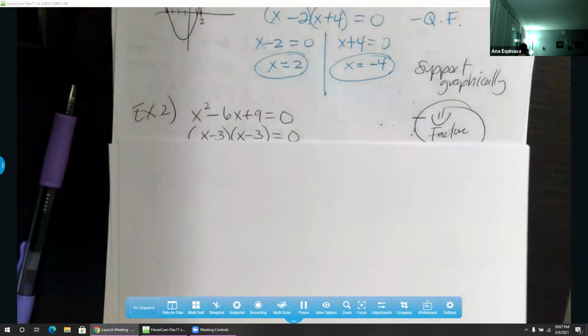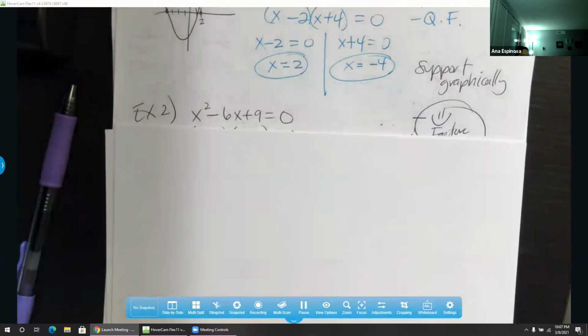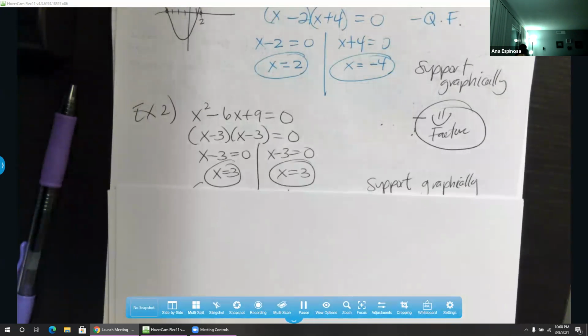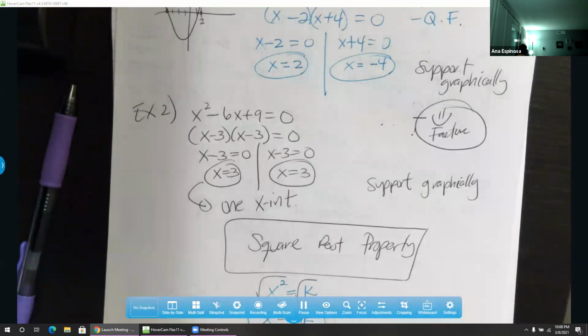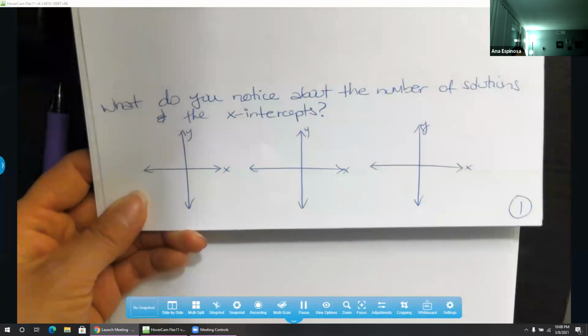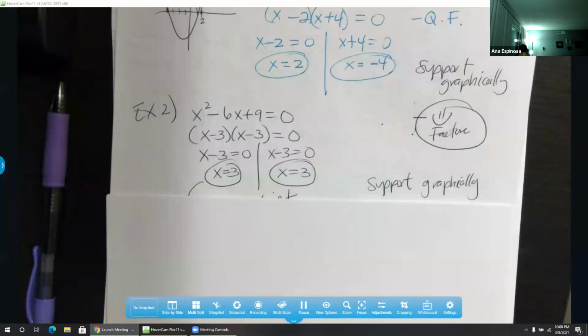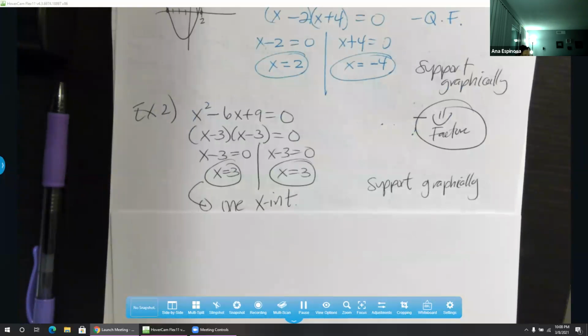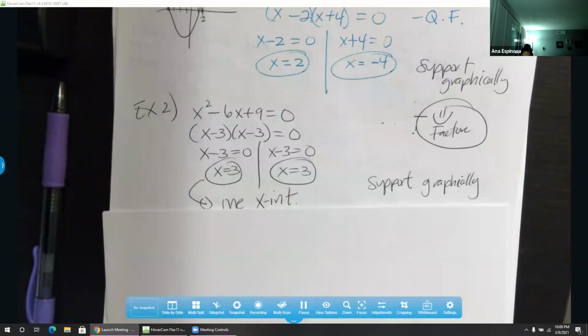All right, here's another one, x squared minus 6x plus 9. This is one that we just had on the previous recording. It's x minus 3, x minus 3. You set them equal to 0. When you support it graphically, you should only have one intercept. And that is what you have down here where it asks, what do you notice about the number of solutions and the x-intercept? I already gave that in 3.1. It means there's one intercept because there's one solution. x equals 3 and x equals 3 is the same solution.